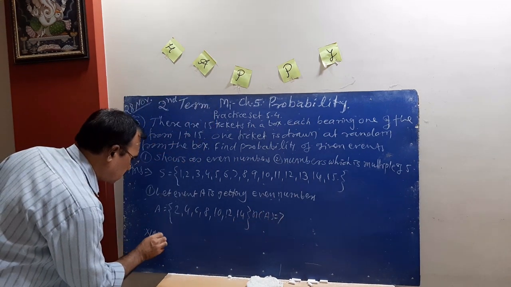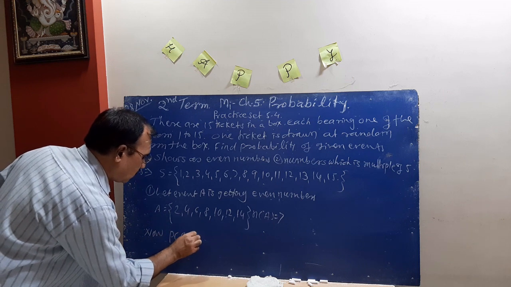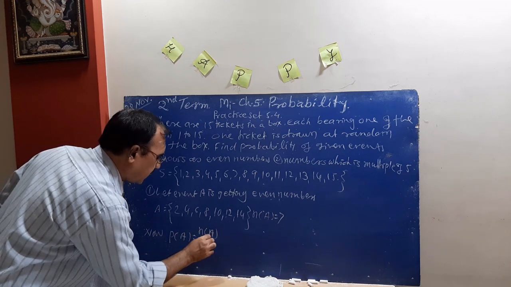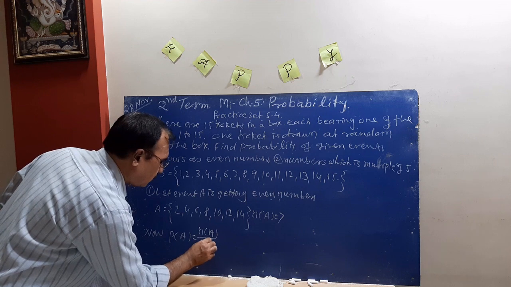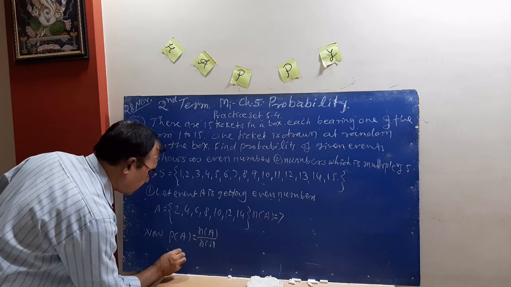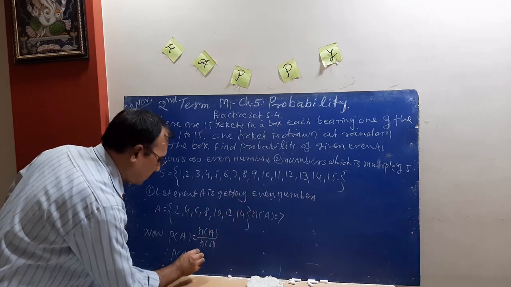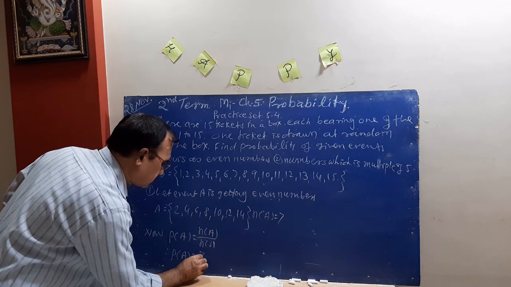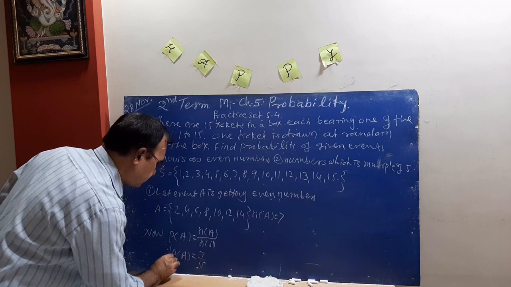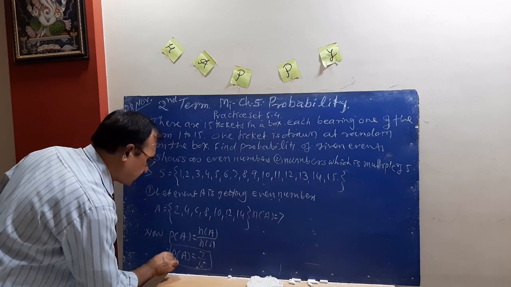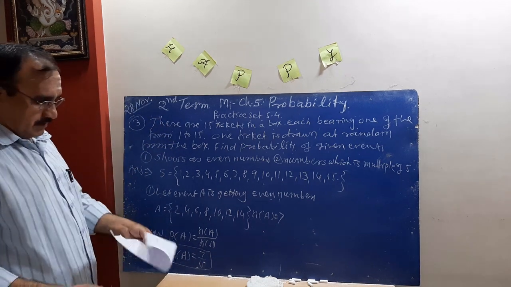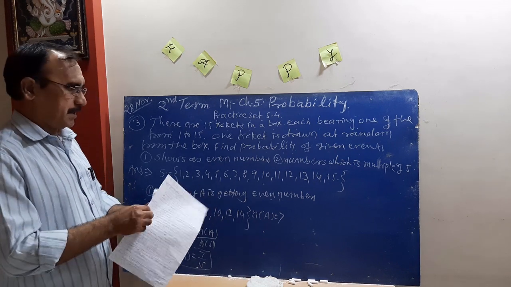Now P of A is equal to N of A upon N of S, and therefore P of A is equal to 7 upon 15. This is the required probability.